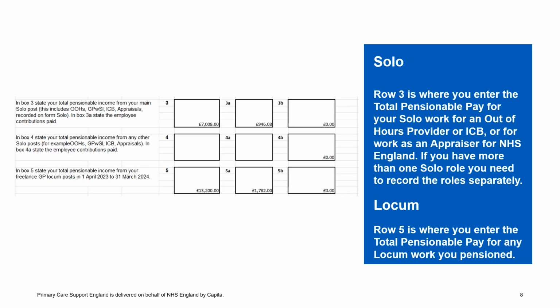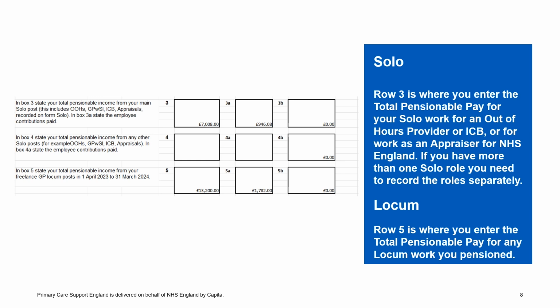If you did any solo work for an out of hours provider, or you were solo as a clinical lead or board member for an ICB, or as an appraiser for NHS England, then you need to record the pensionable pay from this role in box 3, and then you enter the employee contributions that have been paid in relation to this role by the provider in box 3A.